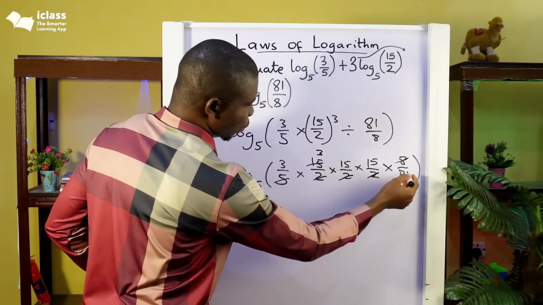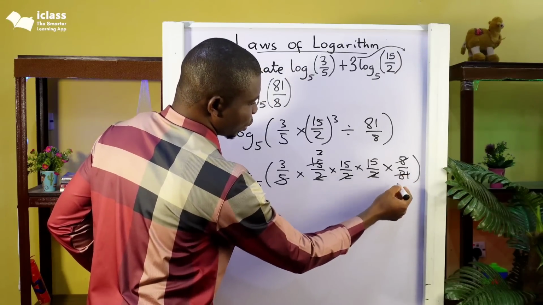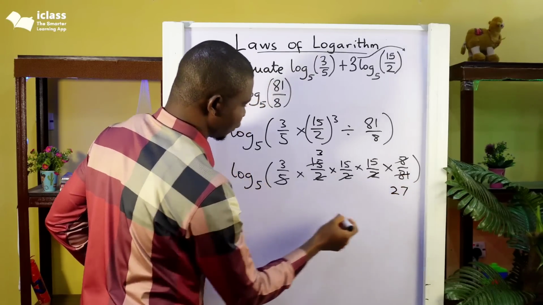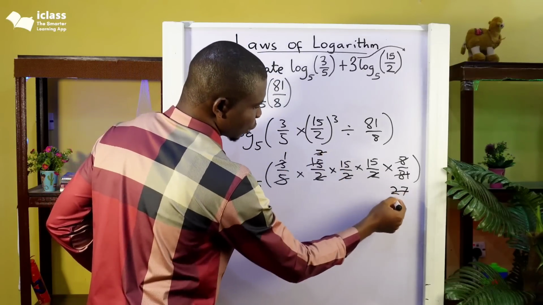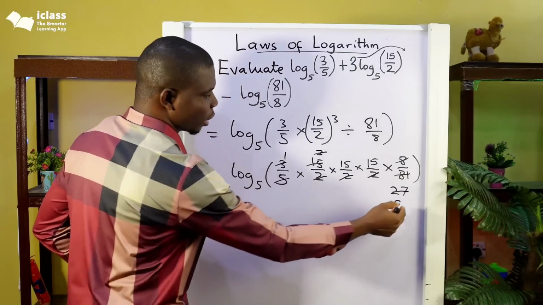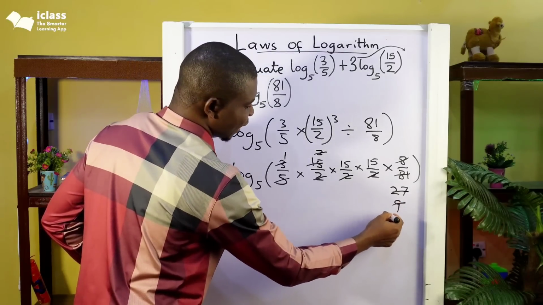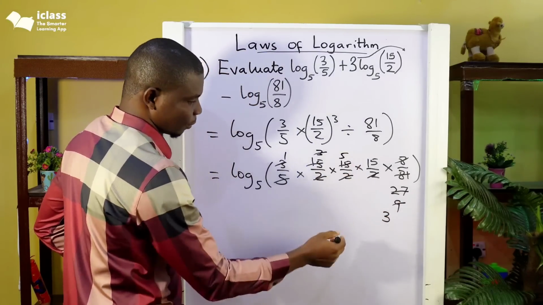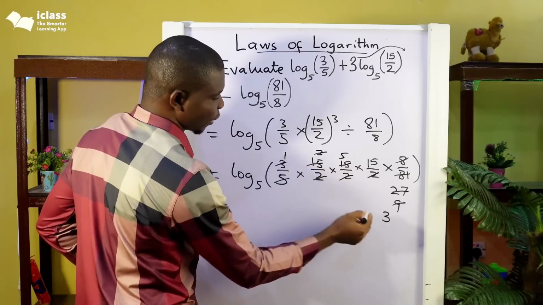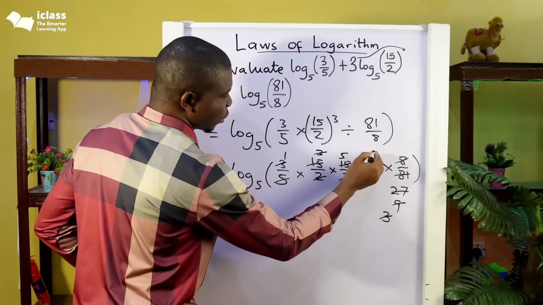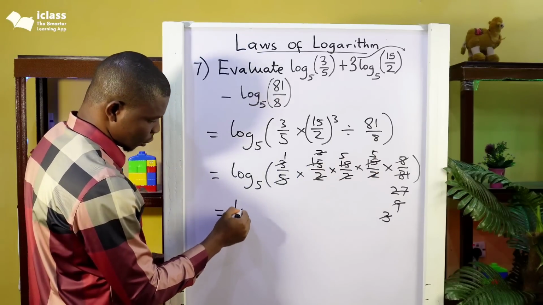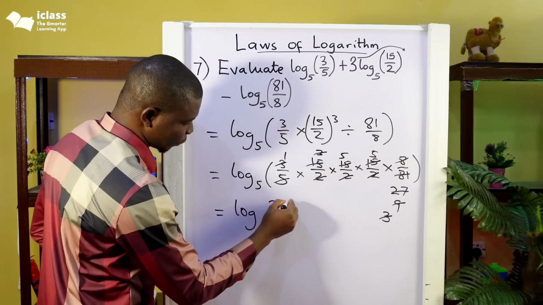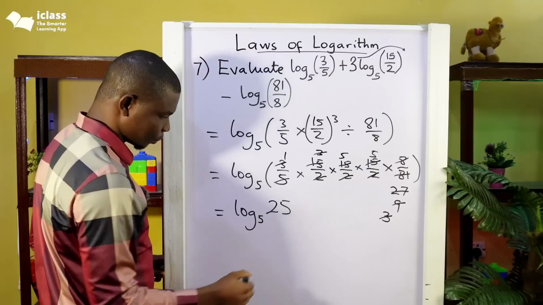Let's see, 81. 3 will go into 81, that will be 27. This 3 will cancel. This 3 will go into 27 9 times. 3 will go into 9 3 times. Into 15 is 5. 3 will go into 15, another 5. So we have 5 times 5. So this will be log 25 base 5.